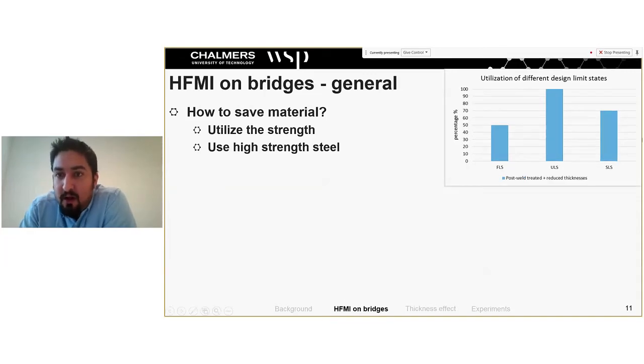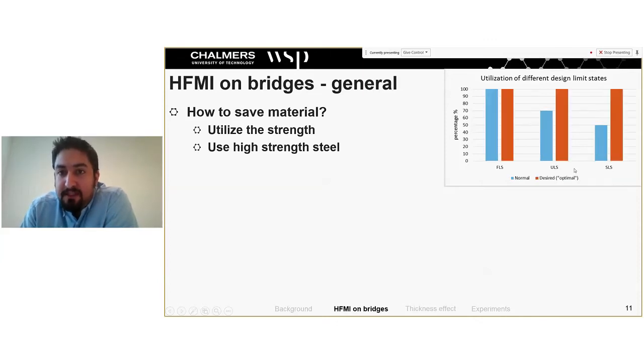All design limit states are now utilized a little bit more, and the ultimate limit state is governing. What is good now is that we can actually use high strength steel. And let's assume that we increase the steel grade, then the ultimate limit state is decreased. And we can continue like this until, for instance, the deflections are becoming governing. So to sum up, the goal is to go from the blue bars, where you have a normal design, to a desired design which is more optimal.